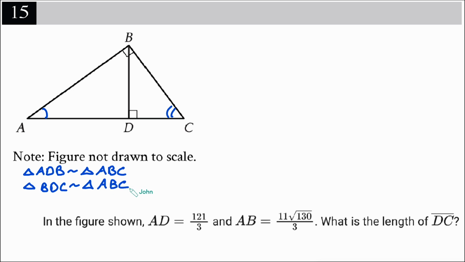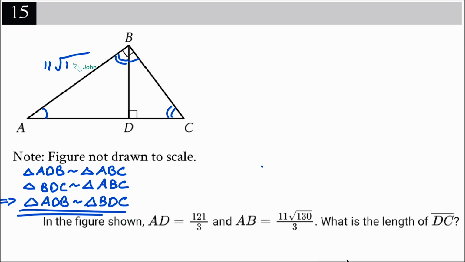Stay with me on this. Since triangles ADB and BDC both have the same angle measures as triangle ABC, triangles ADB and BDC must also be similar to each other. Armed with that knowledge, let's start solving for sides.